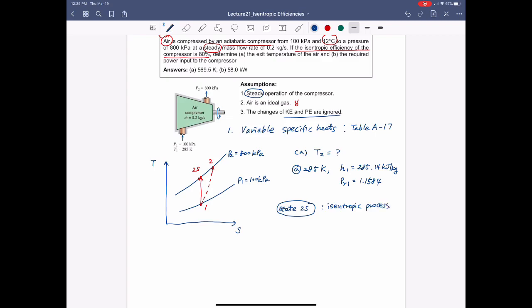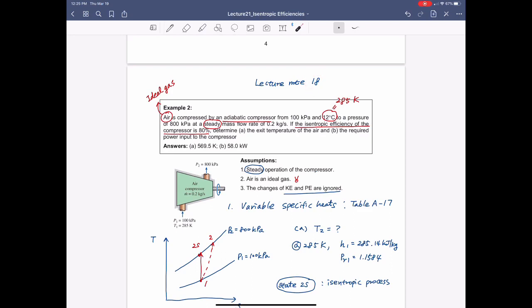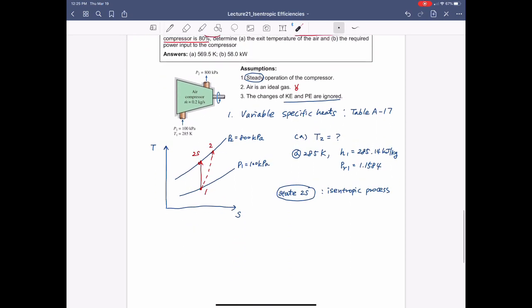So from lecture note 18, we can find the relation of how pressure would change as a result of an isentropic process. So now we have to use P2 over P1 should equal PR2 over PR1. That should be satisfied when your process is isentropic for an ideal gas.